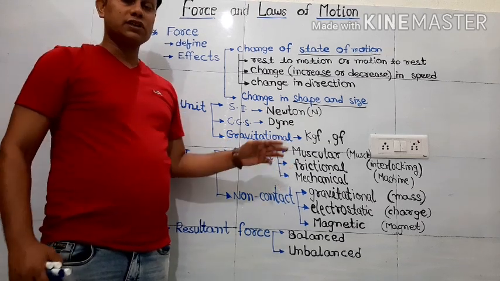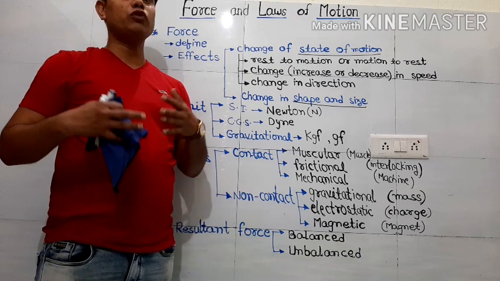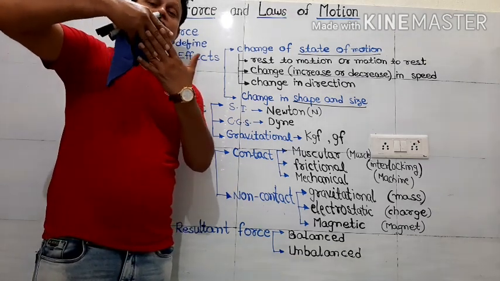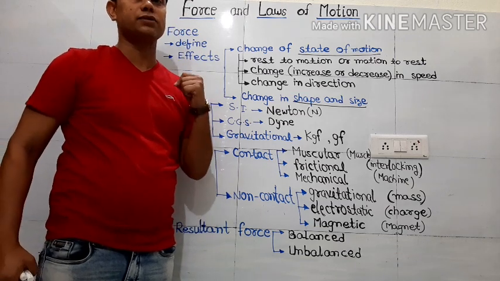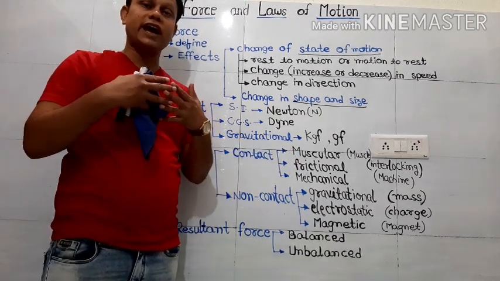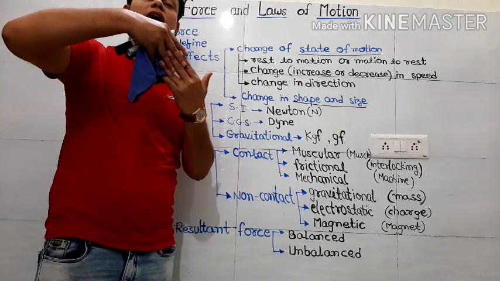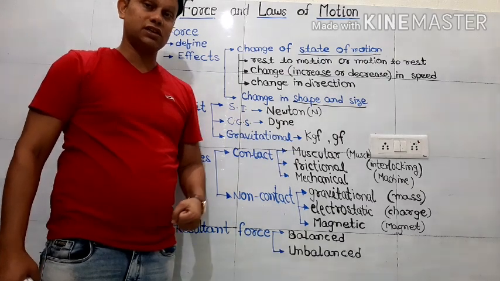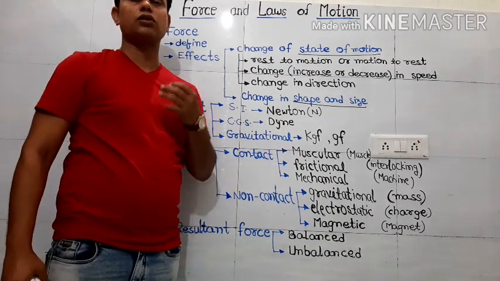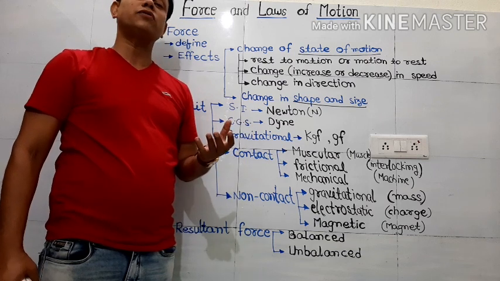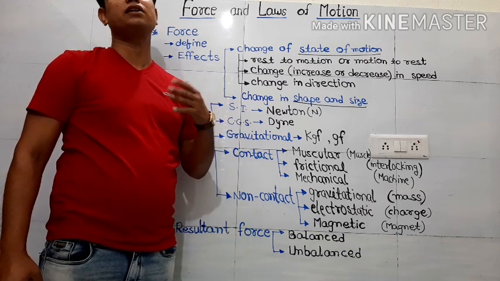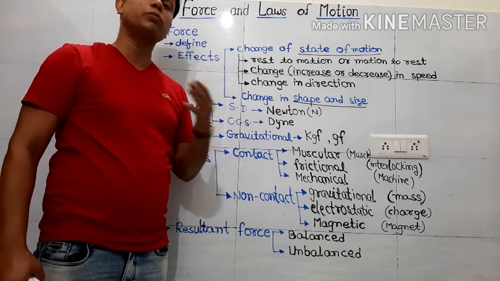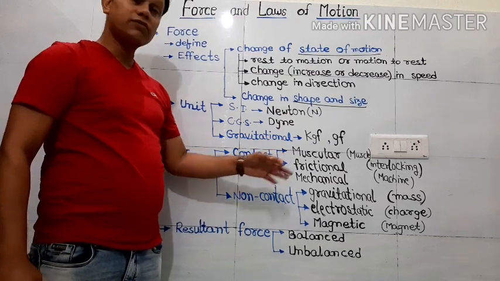Then frictional force. This force exists in nature and always opposes the motion of the object, and this is due to the interlocking of irregularities, which you have studied in class 8 also. So this also requires contact. Without contact it cannot be applied. Then mechanical force. This force is applied by machines like the engine of your car or bike, and that also is applied when parts are interconnected with each other. Without connection, without contact, it cannot be applied. So these are the examples of contact forces.